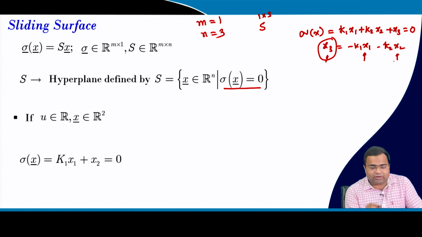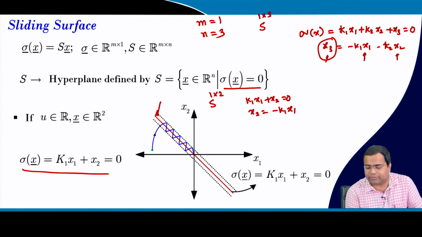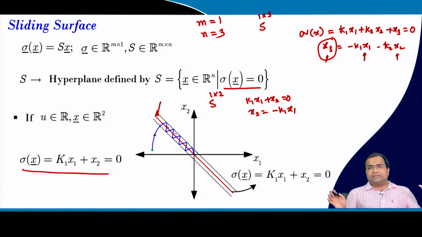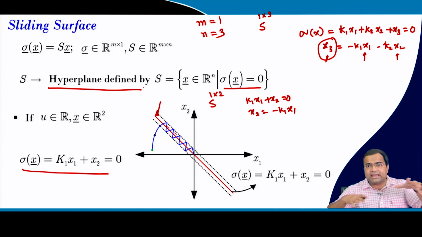So for a second order system, sigma x like this will be a straight line. For a second order system, S will be 1 cross 2 and sigma x will be k1 x1 plus x2 equal to 0. So we will get x2 equal to minus k1 x1, and this is the equation of a straight line passing through origin with negative slope k1. Okay. So this is called hyperplane. The hyperplane gives you the dimension of the switching surface. How does it look like? Whether it is a line, whether it is a plane or it is a surface.